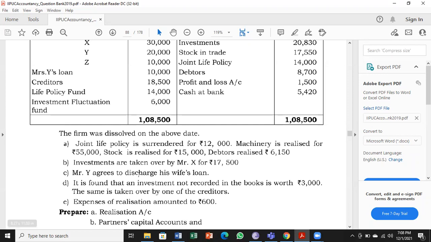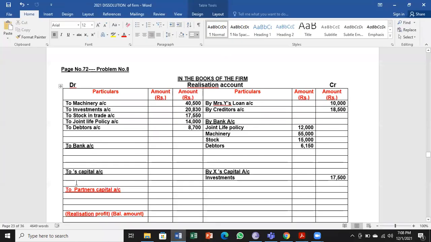Next, Mr. Y agrees to discharge his wife's loan. He will repay. So asset taken over is on the credit side, liability taken over will be on the debit side. To Y's capital account, under that, Mrs. Y's loan 10,000. So I will take it over here under the debit side, because Mr. Y is taking the responsibility of paying Mrs. Y's loan.